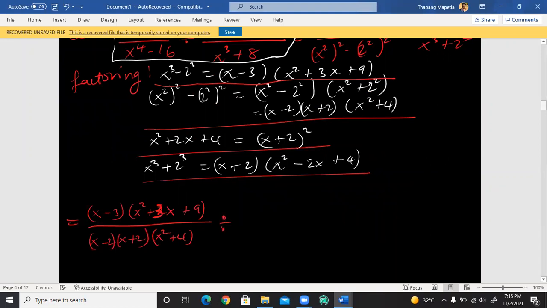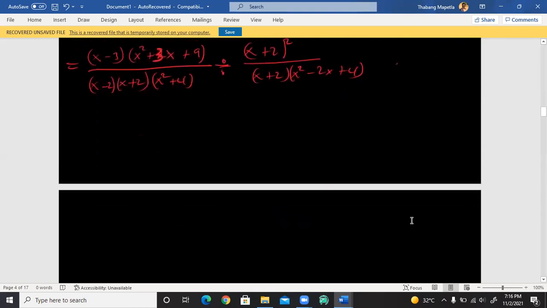Remember, it's divided. We should have flipped them first. So above there we have this one. So it's going to be x plus 2 all squared, and then divided by this one, which has plus 8, which is the beneath one, which will be x plus 2 times x squared minus 2x plus 4. Now, because of division, remember that when you divide fractions, we flip the last fraction and multiply. I guess we remember that. We flip the last fraction and multiply.